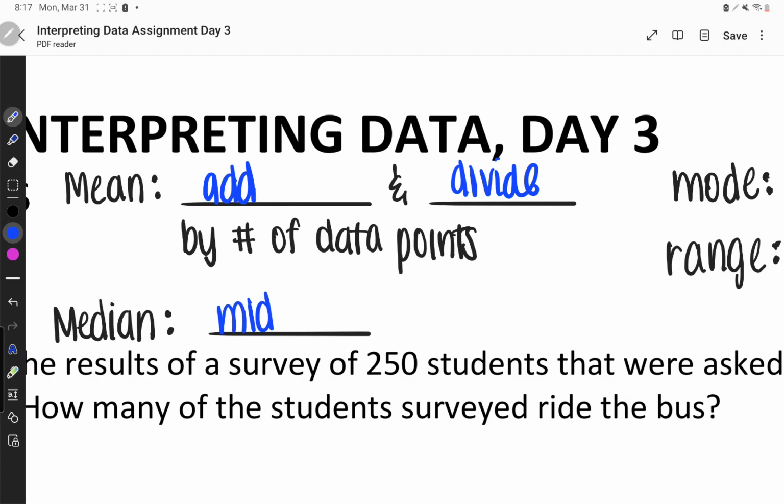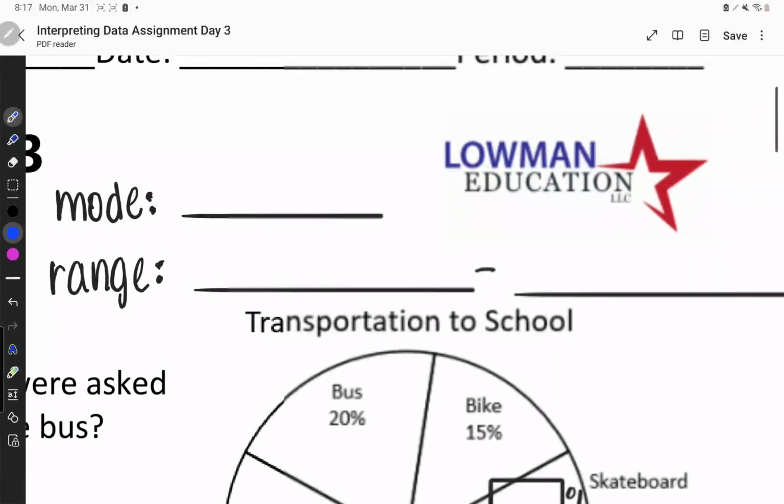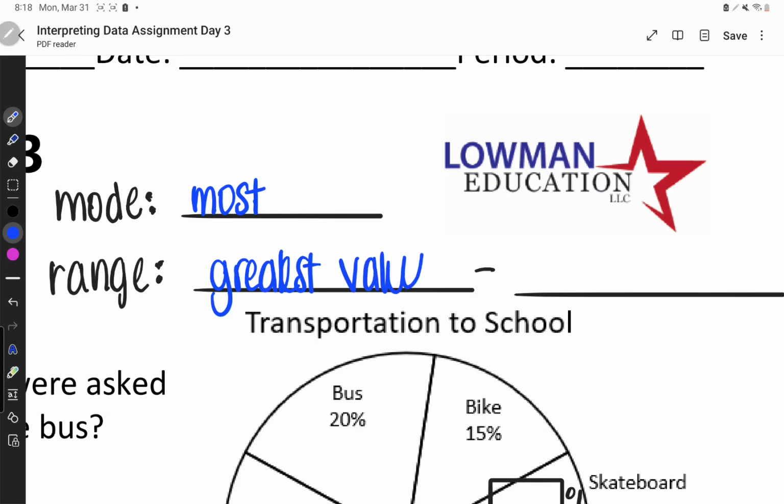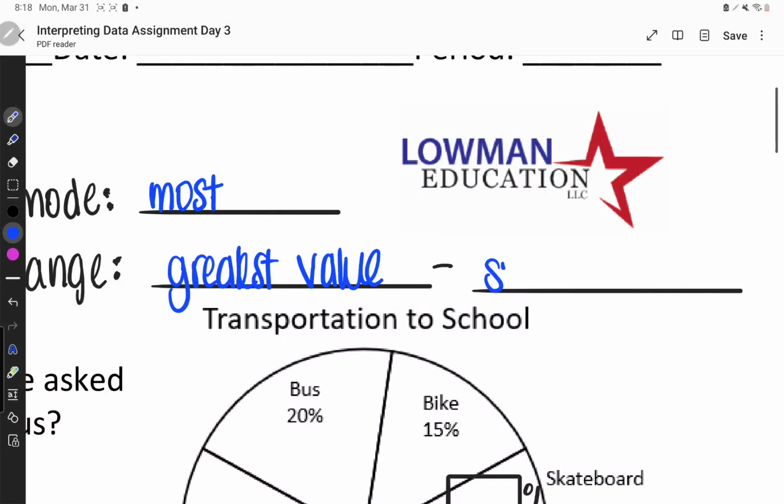Middle. What's another word for mode? Most. And then how do we find the range? We take the greatest value and we subtract it from the smallest value.